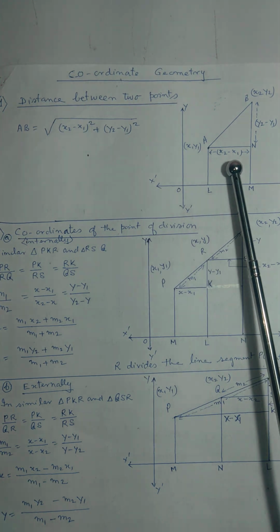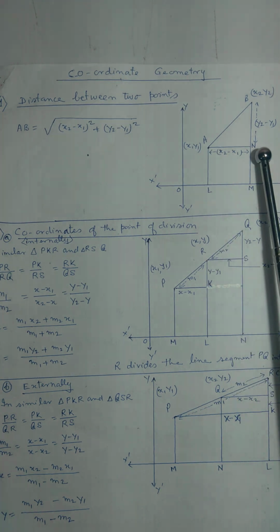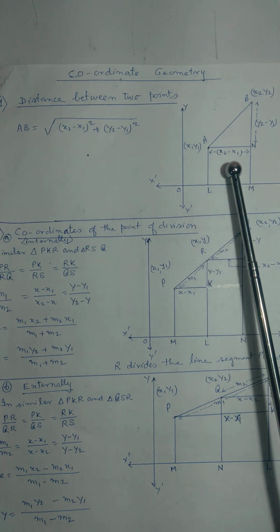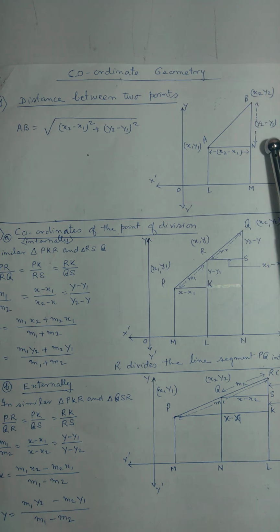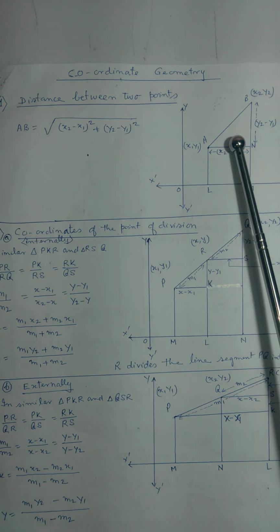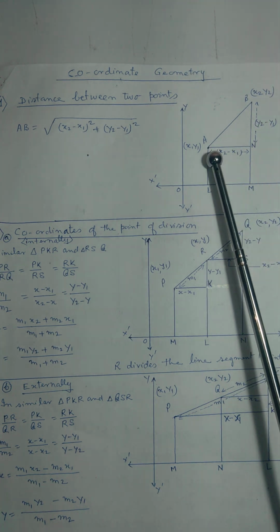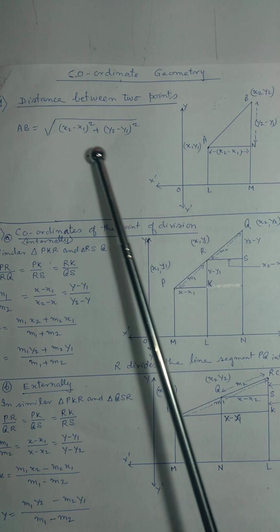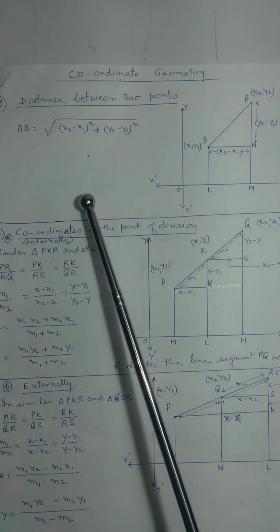Here you see the distance between A and the foot is equal to x2 minus x1 and the distance between B and the foot is equal to y2 minus y1. So by applying the Pythagoras theorem, we can find out the value of AB. The same thing has been done here.